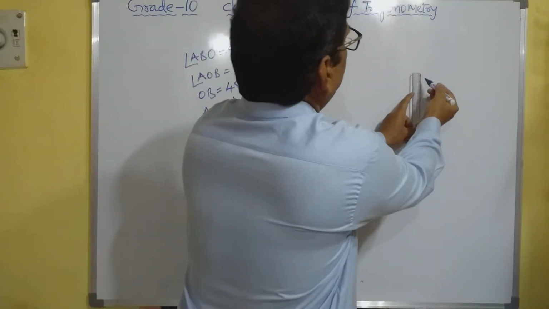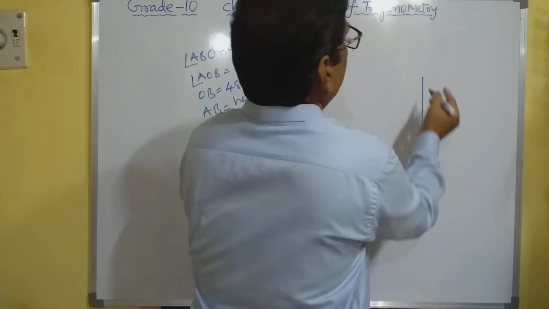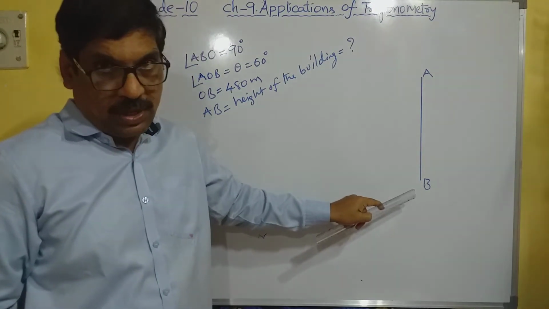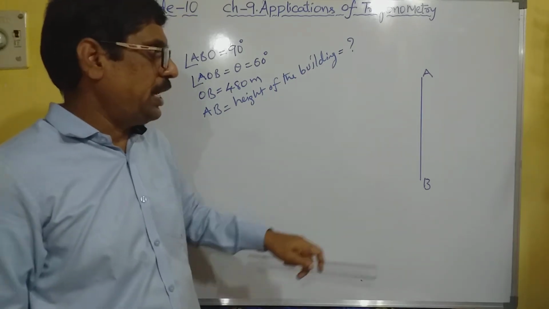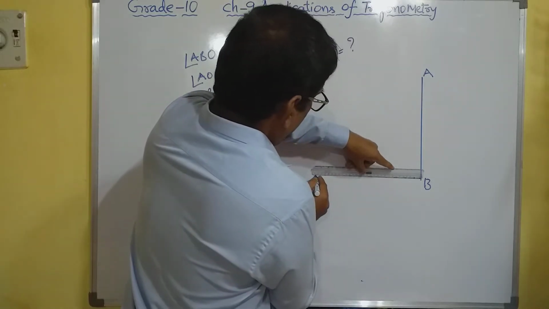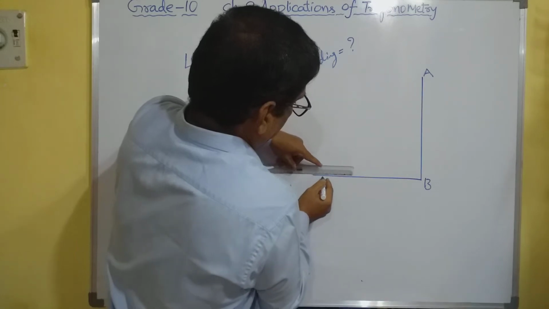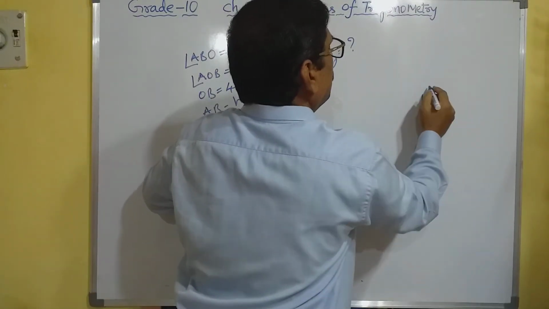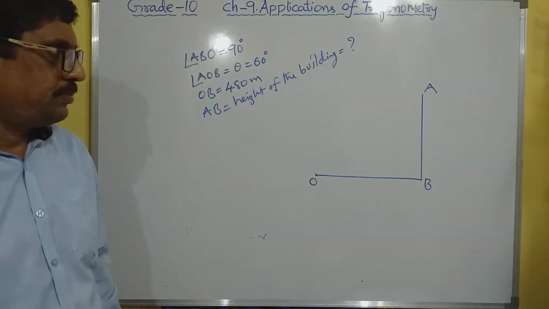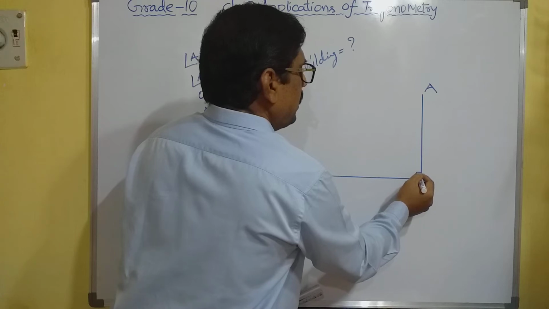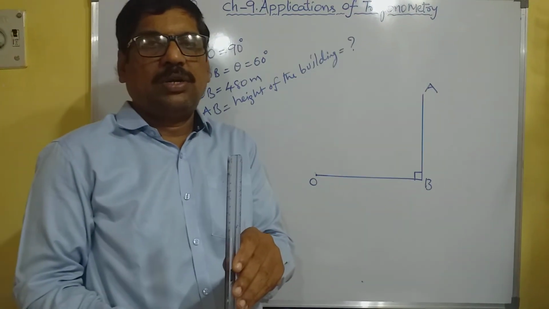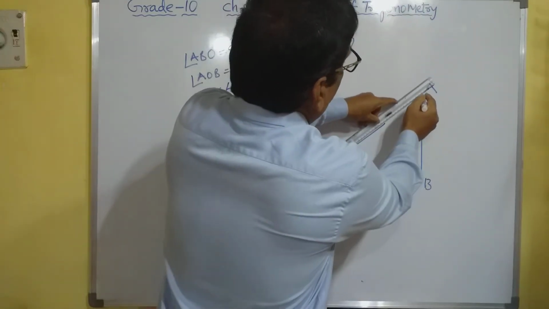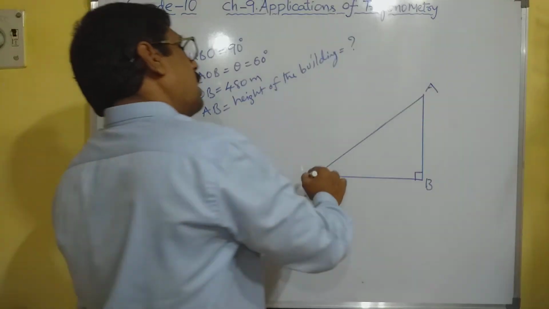Now we have a building or a tower AB. A is the top of the building and B is the point on the ground where the building stands. And there is an observer observing from a point on the ground. So this is O, the point where the observer is standing and observing the top of the building. And this angle is 90 degrees, as I told you, a tower or a building stands vertically on the ground. And we need to join the position of the observer and the top of the building or tower. This is called the line of sight.